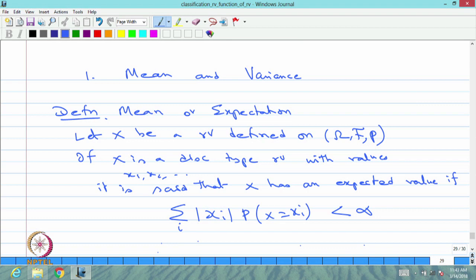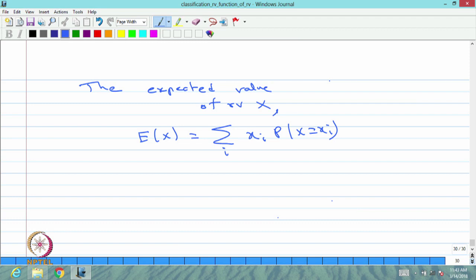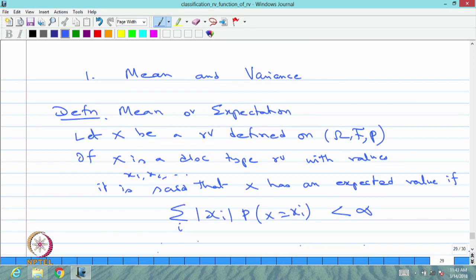Why the absolute? There is a possibility the x i's could be positive or negative. So, in the absolute sense, if it is going to be finite, then without the absolute, that is going to be the expected value of the random variable, provided in absolute sense that summation is a finite quantity. In other words, this is nothing but the series. You can think of summation of x i p of x equal to x i as the series, whatever you have studied in the calculus course. This series converges in absolute sense.